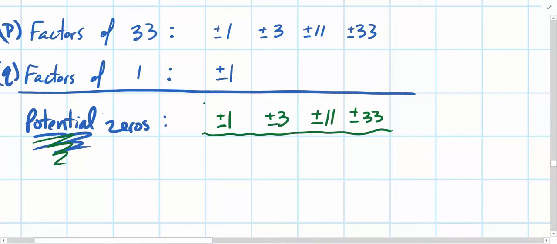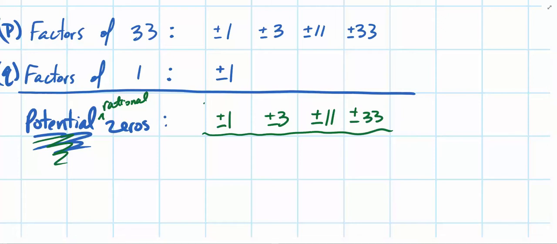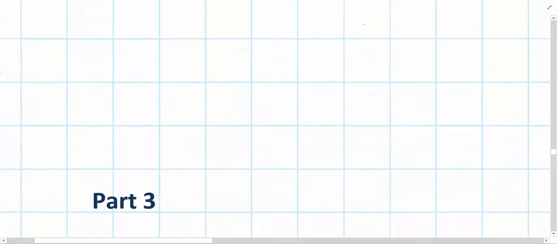And I think I can be a little bit more clear here because these are not only potential zeros, but potential rational zeros. There are other real zeros that could occur, but not at this location. So if this is a list of numbers that could produce a zero, we need to check to see if they are the numbers that will produce a zero.